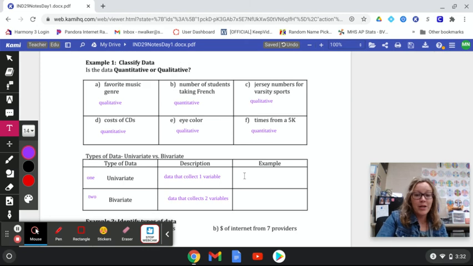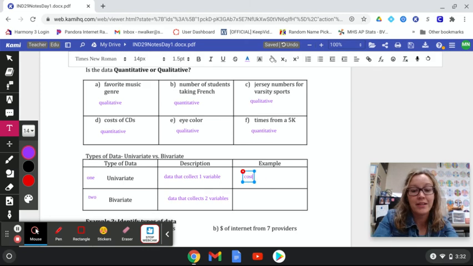All right, so if you're measuring one thing, that'd be like the cost of the CDs.